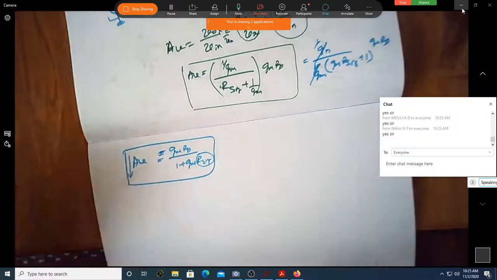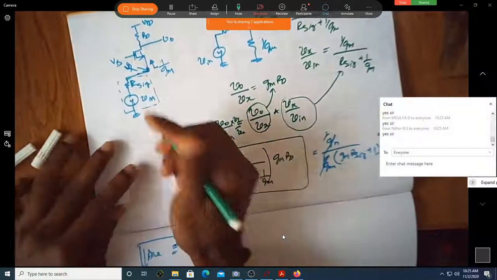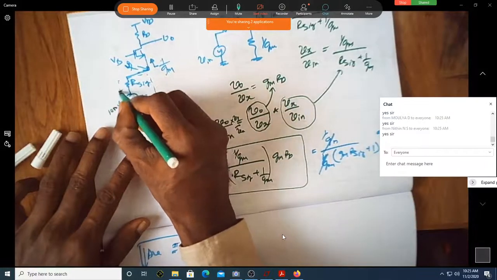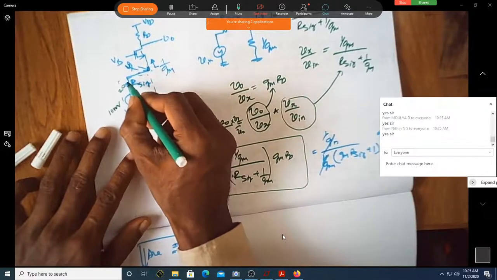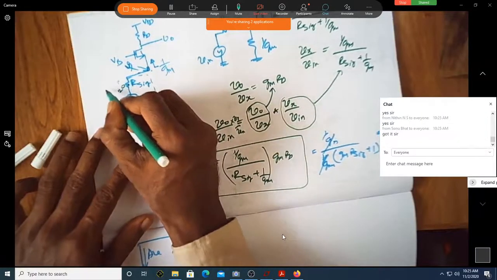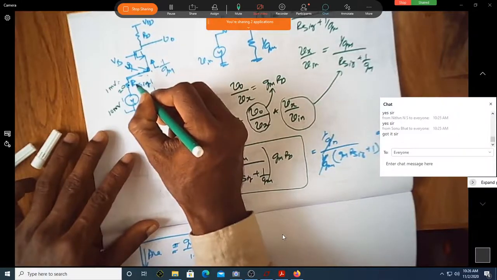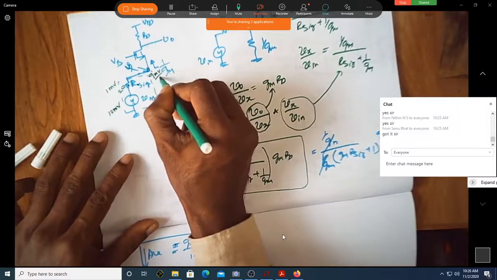Assume that, let me just show you here. Suppose you are applying some 10 millivolt. If this R signal was 0, the entire 10 millivolt would have gone here. Because of this R signal, there can be some drop of 1 millivolt. That depends on what is your GM and what is your R signal value. So the effective voltage reaching here is 9 millivolt.